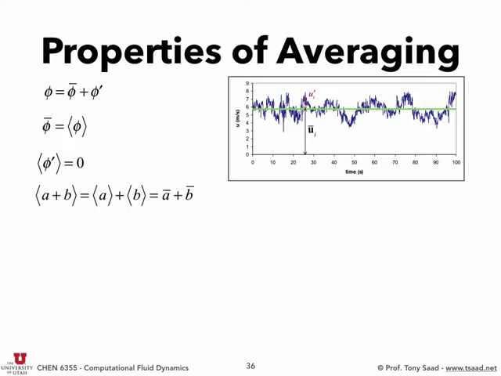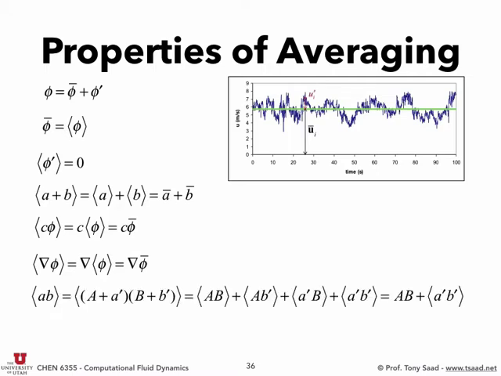Now, the mean is additive. So the mean value of two random variables, A and B, is equal to the mean of A plus the mean of B. And this is important because now we're going to do the averaging procedure on the Navier-Stokes equations. The mean of a constant times a random variable is equal to the constant times the mean. So the mean of C times phi is equal to C times the mean of phi. The mean and the spatial and time derivatives commute. So the mean of grad phi is grad of mean phi. And most importantly, the mean of a product, and this is a very important property that distinguishes Reynolds averaging from filtering, as we're going to see later, is actually equal to the product of the means plus the mean of the product of the fluctuations.